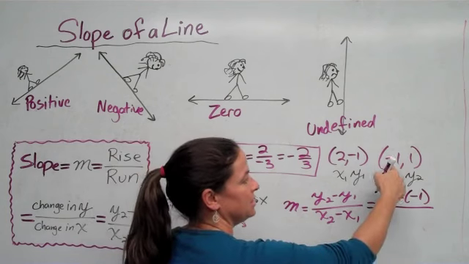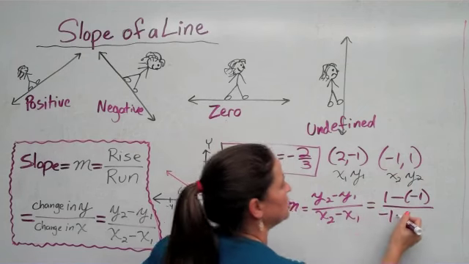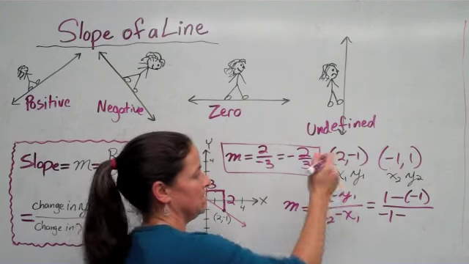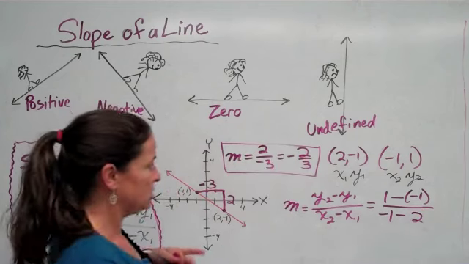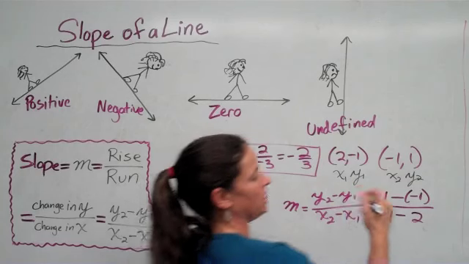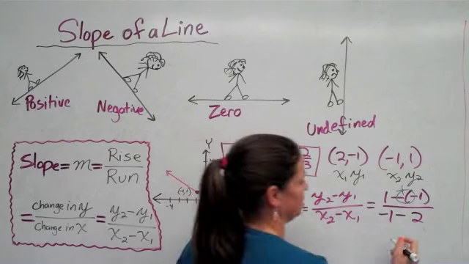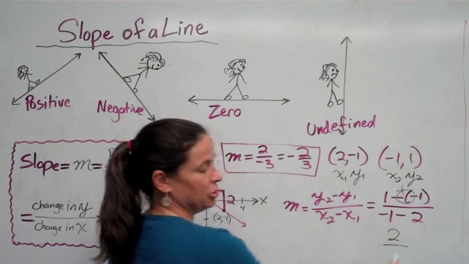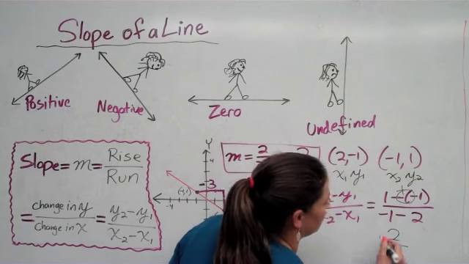All over, what is my second x? My second x is negative 1. See how it matches? And then I'm going to subtract my first x. Look at what matches with my first x. It is a 2. So now, all we need to do is simplify. So, 1 minus negative 1 is actually like adding. So I have 1 plus 1, which is 2. Very good. And then on the bottom I have negative 1 and negative 2, or negative 1 plus a negative 2, which is negative 3.